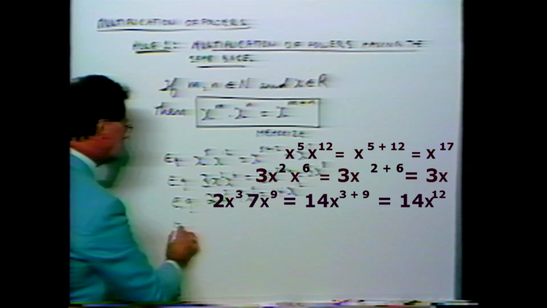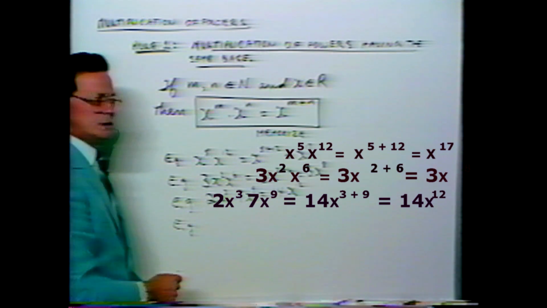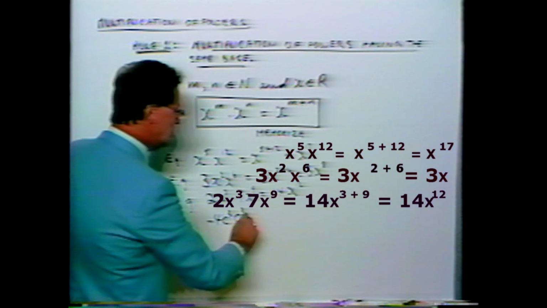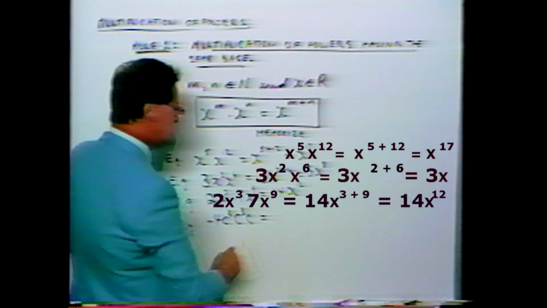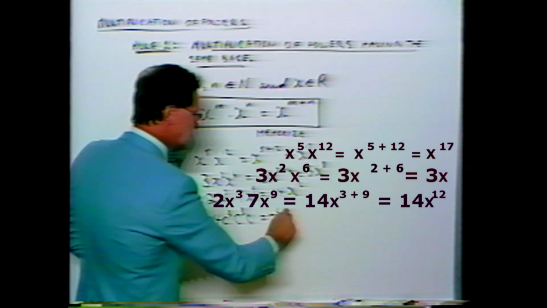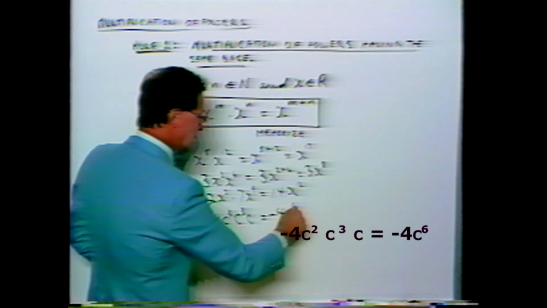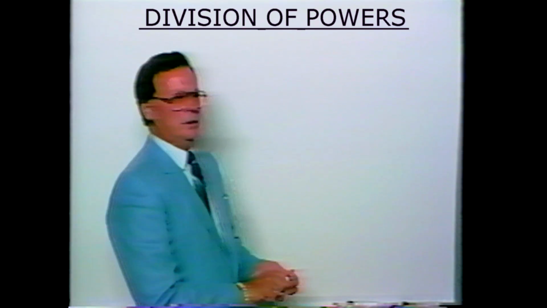Another example, negative 4c squared, c cubed multiplied by c. This results in the expression negative 4c raised to the 6th. The next topic in the study of exponents is division of powers.